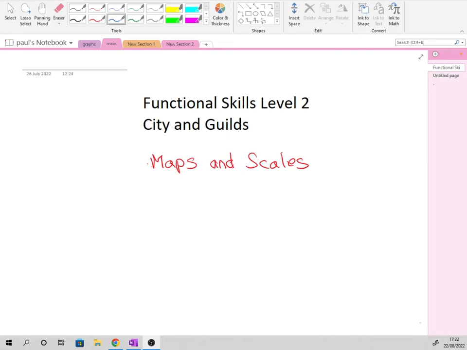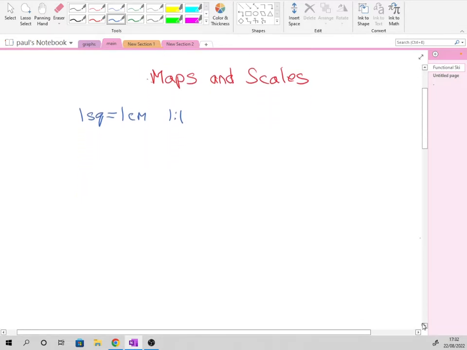Hello, right, this one's maps and scales. We've come across scales before when we've had to draw, for example, the plans and elevations on a grid, and we've generally said that 1 square equals 1 centimetre, or 1 to 1, like a ratio, and there's a scale. Of course, when we get to maps and scales, it obviously can't be 1 to 1 because the map has got to be much smaller than the area it represents. So it's going to be a different amount.